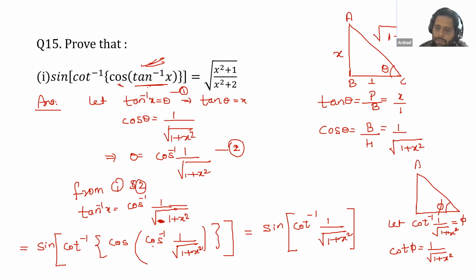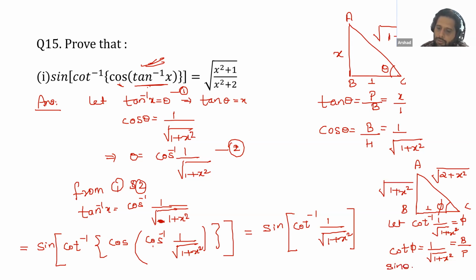So we have this A, B, and C. Now, cot is what? Cot is base by perpendicular. So here, what base do we have? Base we have 1. Perpendicular is 1 by under root of 1 plus x squared. Then what will be the hypotenuse? This square plus this square, so this will give you 2 plus x squared. We need sine inverse here. So what will sine be?